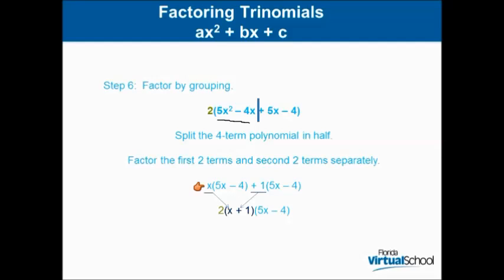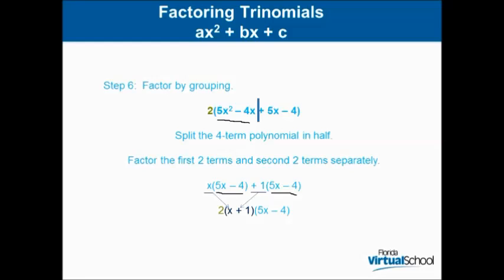When 5x squared is divided by x, we're left with 5x. And when 4x is divided by x, we're left with just negative 4. For our second set, 5x minus 4, no greatest common factor here, so we're going to use the number 1 again. And if you notice, our binomials once again match.